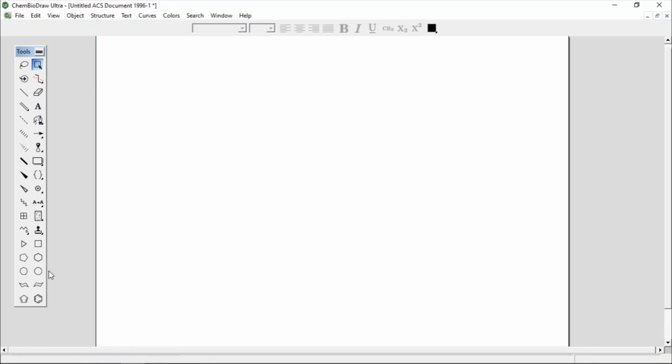So I will write the structure of that phenyl acetic acid: benzene ring, then here CH2, single bond, it is your C double bond O with hydroxy group. So this is your phenyl acetic acid.